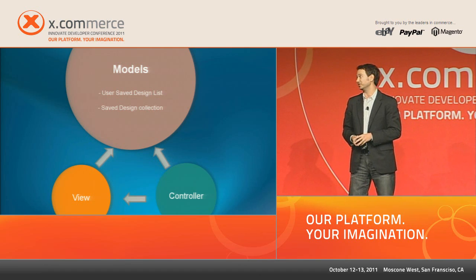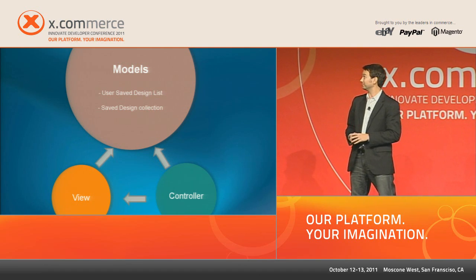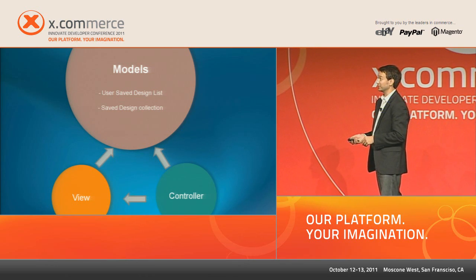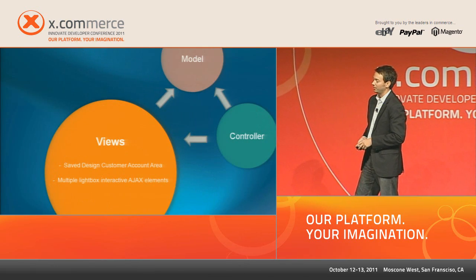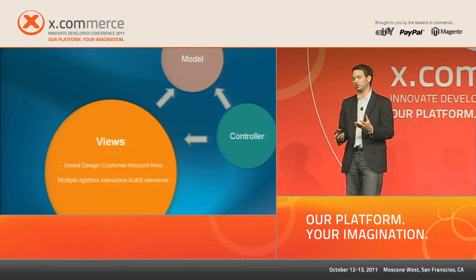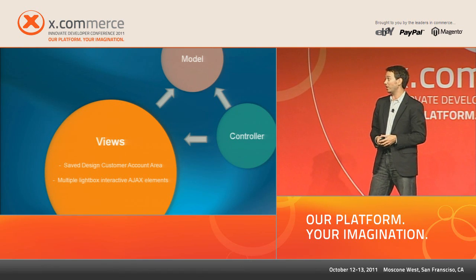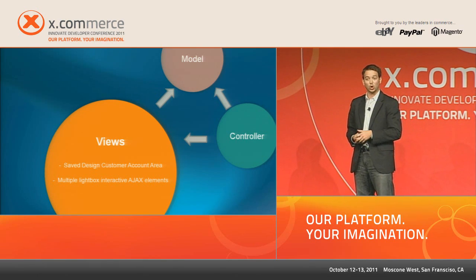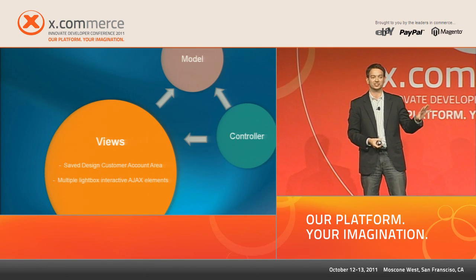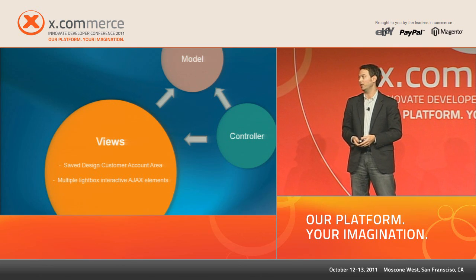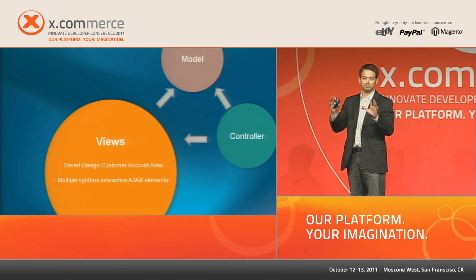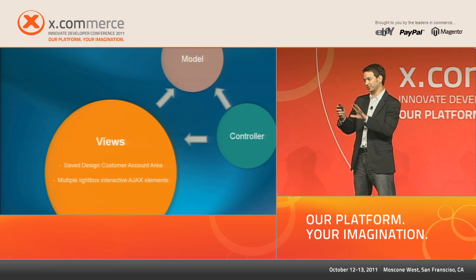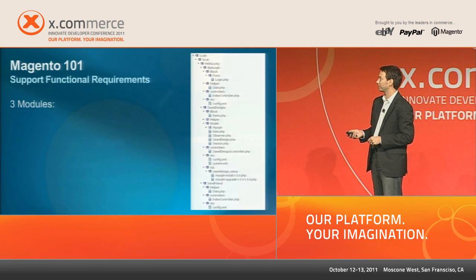And the second is the saved design collection itself, which houses multiple products and their specific variations of customizations. And last, we have views. In our case, we have a couple of views, but I've kind of grouped them together. One being the Save Design customer account area, which I'll show you shortly. So when someone logs into their account, they can see the saved designs that they've previously done. And the second is that there's multiple lightbox windows and dialogues that we had to build out to accomplish that, and that's a variety of different views.